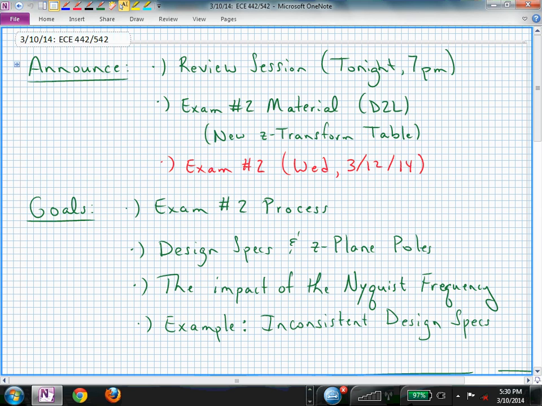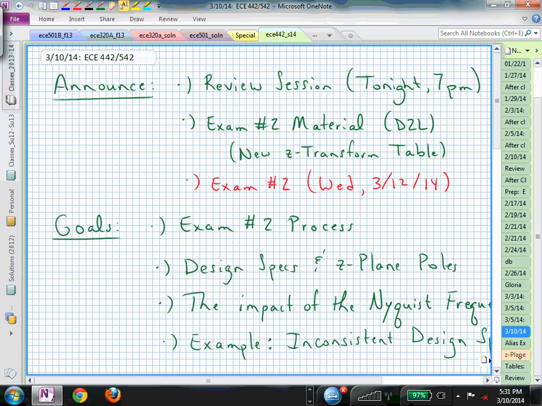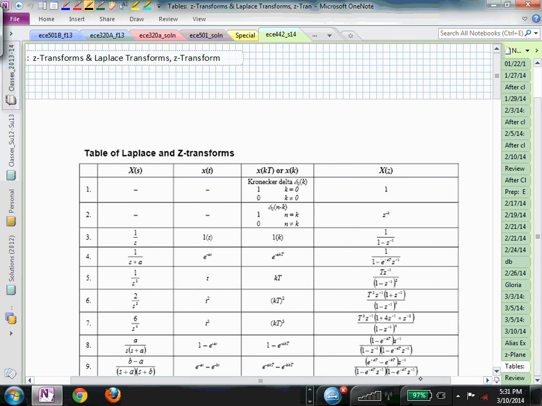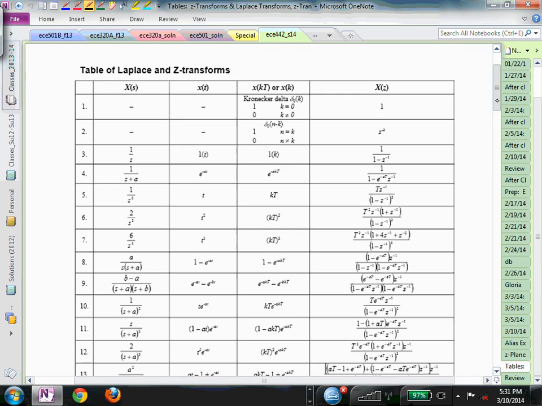Exam number 2 material is available on D2L, and I have posted a new Z-transform table on that, if that would be of help to you. Essentially, it now has columns associated with Laplace transforms, the time domain waveform, the sampled version of that time domain waveform, and the Z transform.